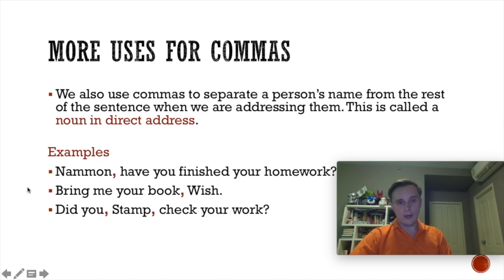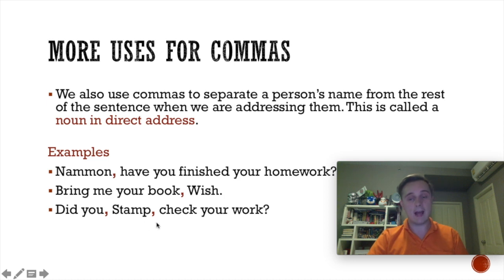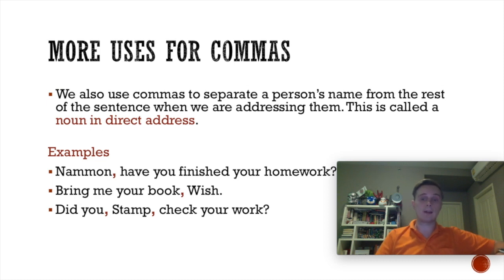If I said to Wish, bring me your book, Wish, Wish's name is at the end of the sentence, I would use a comma before Wish's name to separate it from the rest of the sentence. And if I said to Stamp, did you, Stamp, check your work? Stamp's name is in the middle of that sentence, and so I would put a comma before her name and after her name. So please remember, when we speak to someone and we use their name, that is called a noun in direct address, and we need to separate nouns in direct address using commas.